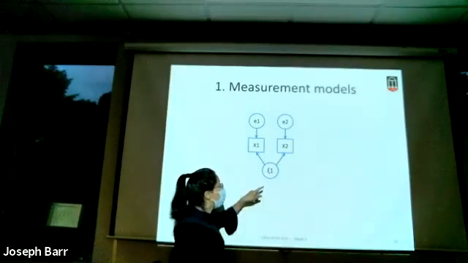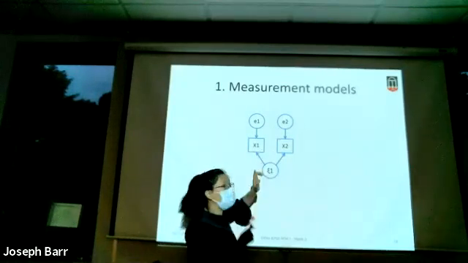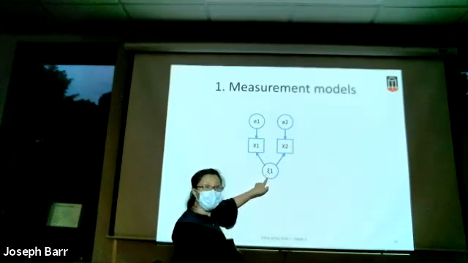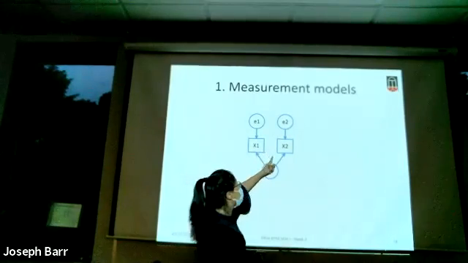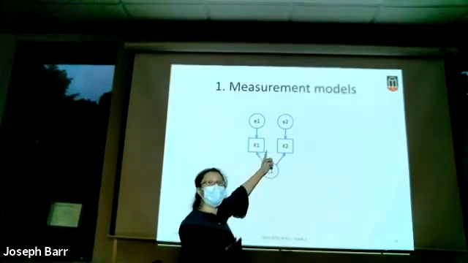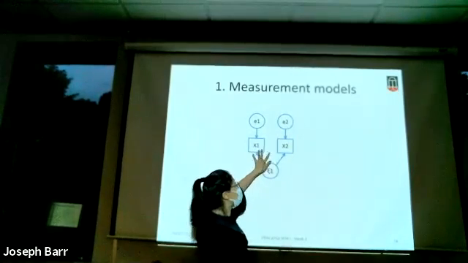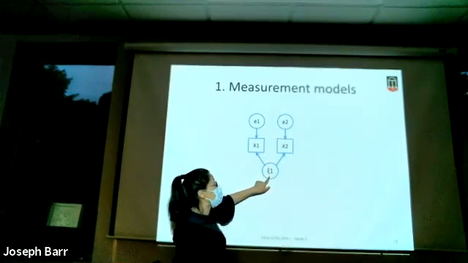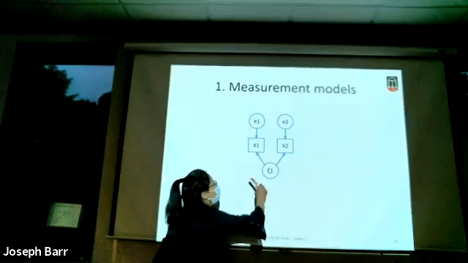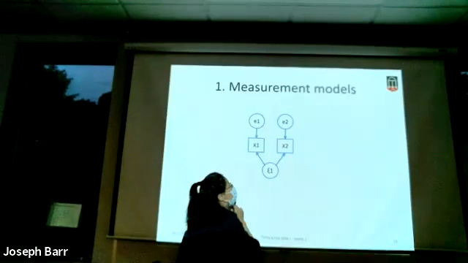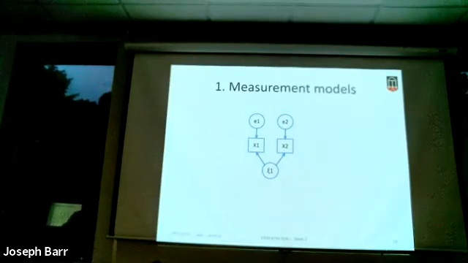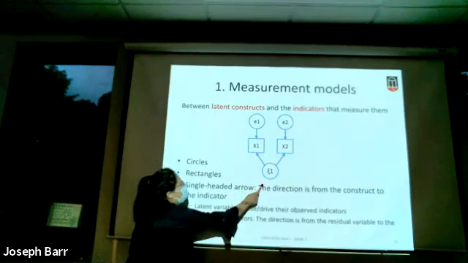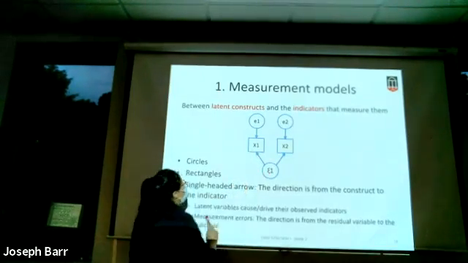What's the meaning of this one? We use these two as our indicators to measure the latent variable Kc. Kc is not directly observed. These two are observed, directly measured. By looking at these two test scores or item scores or any outcomes, we look at the true score of the latent variable here. And we have the error part. That's the measurement model. It's between latent constructs and the indicators that measure them.